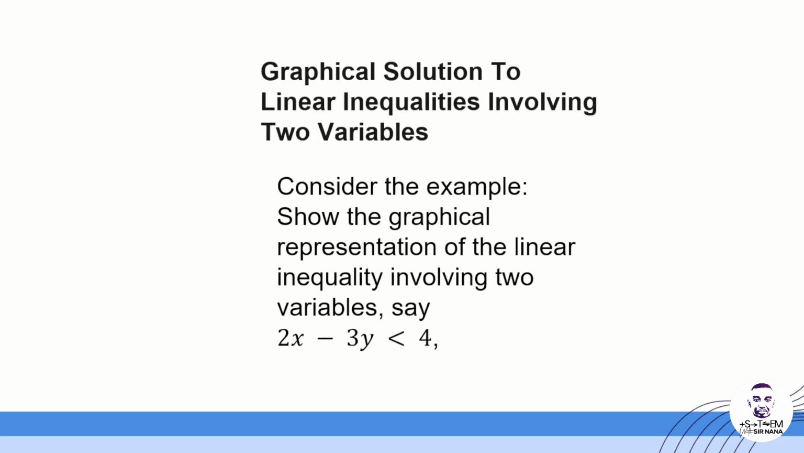Now let's consider this example. Show the graphical representation of the linear inequality involving two variables, say 2x minus 3y is less than 4. In this case, it's not equal to 4, it's less than 4. When we see something like this, remember that this is a linear inequality and it involves two variables. So there are steps that you must go through to solve this.